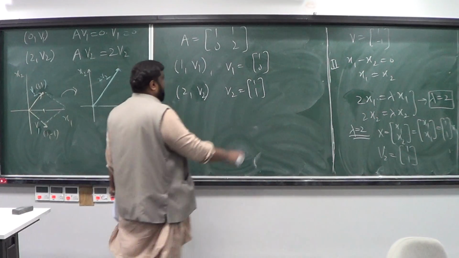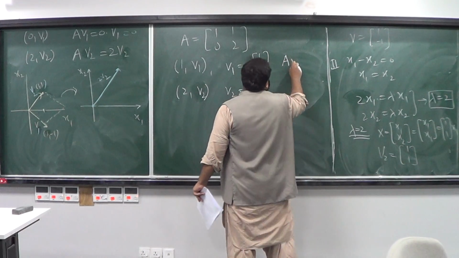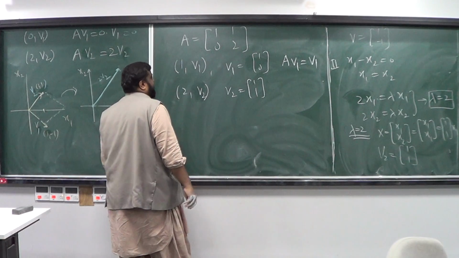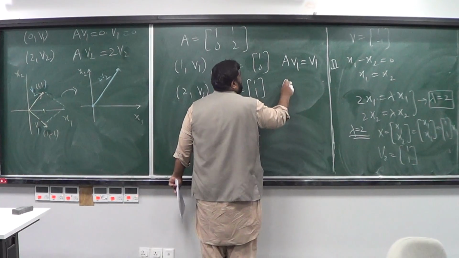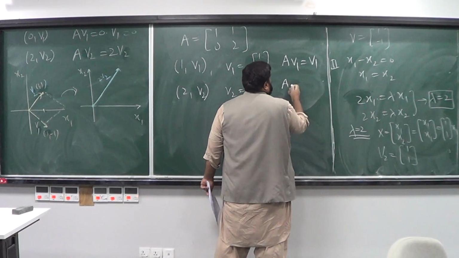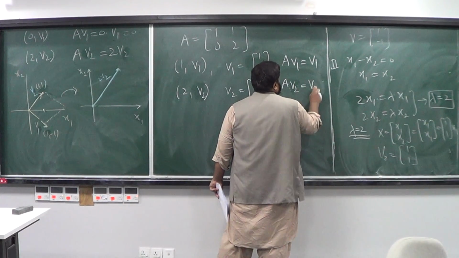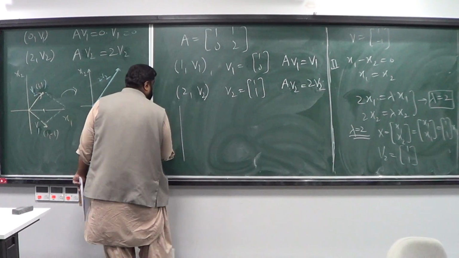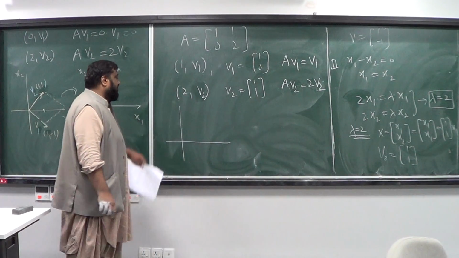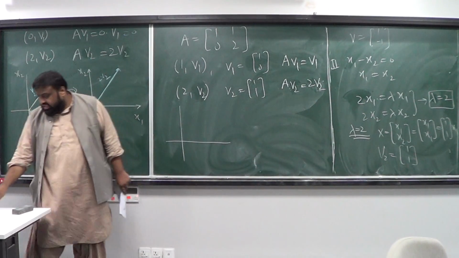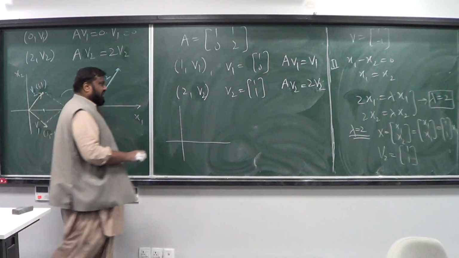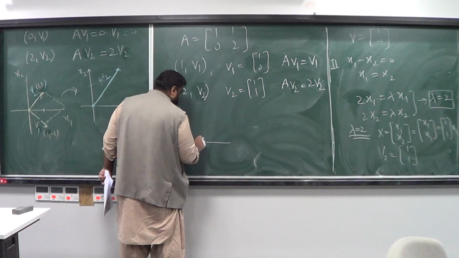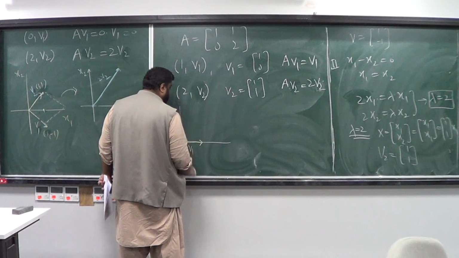So what does this show? This shows that the vector AV1 becomes V1, so it doesn't change under the transformation A, and AV2 becomes twice the vector V2. So if you would like to transform this vector, where is (1, 0) going to be? So the (1, 0) vector is really this E1. So this is really my vector V1.